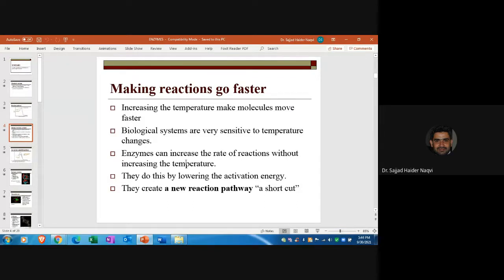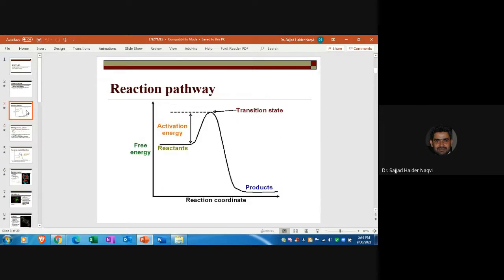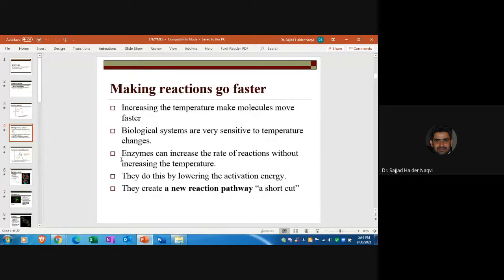Or in other words, I would say that increasing the temperature will increase the free energy, as you have seen in the graph previously. This one, that's the energy already possessed by the reactant. So when you heat it, when you increase the temperature, the kinetic energy of the molecules increases. In other words, the free energy of the reactant molecule increases. And that's how it moves fast.